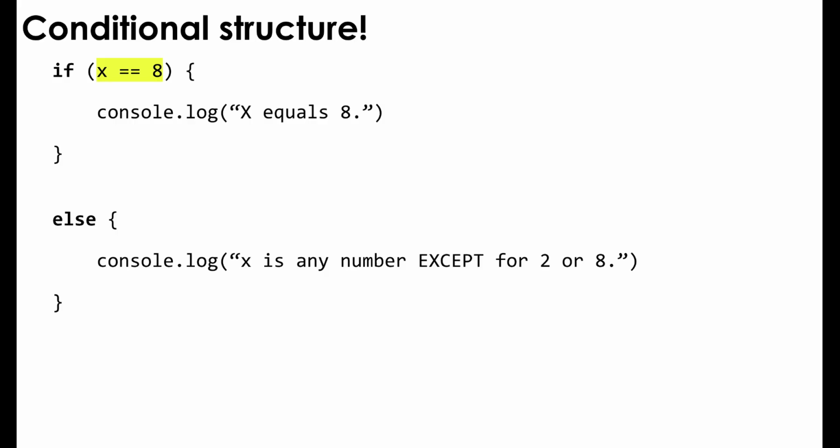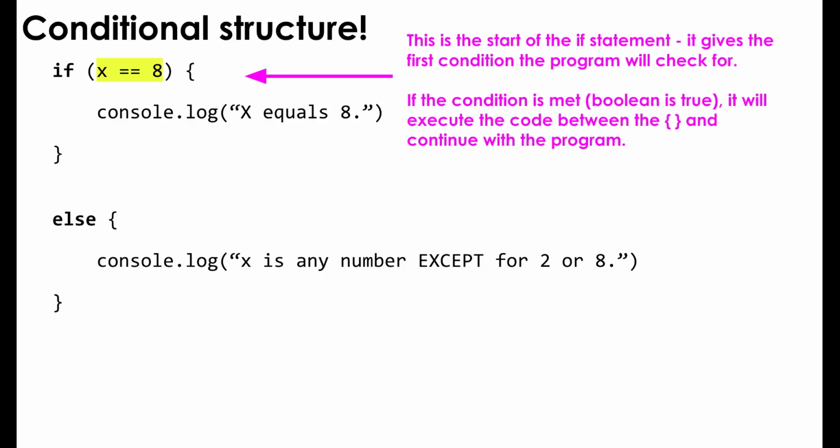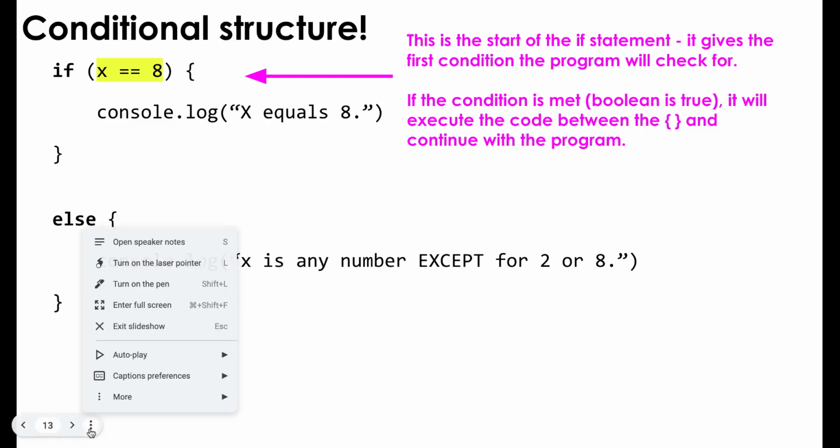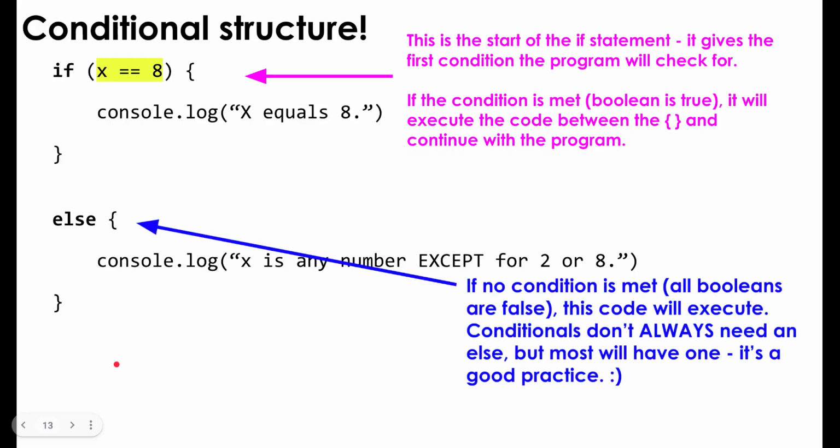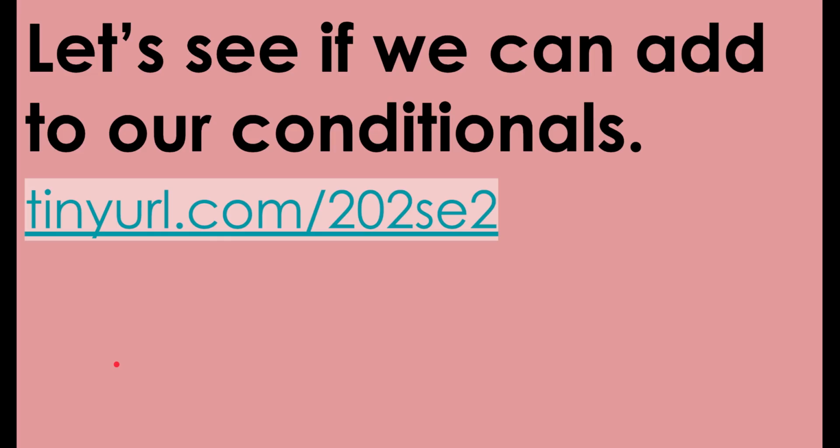Our conditional structure, we have an if. This is the start of an if statement. It gives the first condition the program will check for. If the condition is met, meaning whatever's in the parentheses is true, then it will do whatever the code is and it will quit the conditional. Then we have an else. There's no condition. The code will execute. You don't always need an else, but it's good practice.